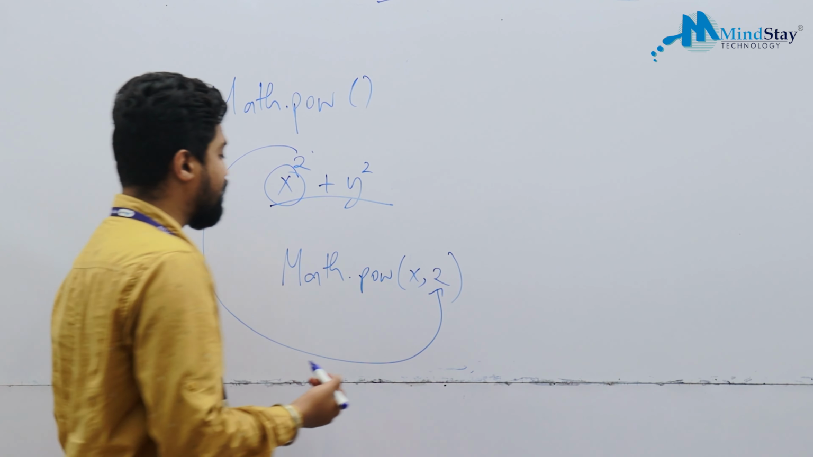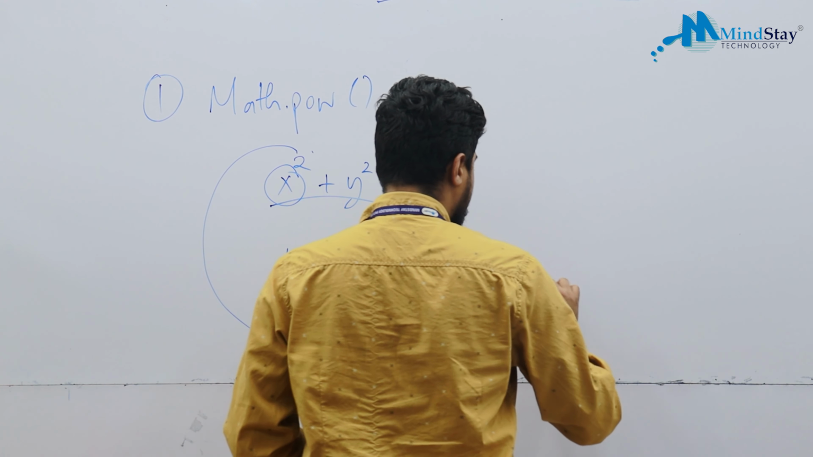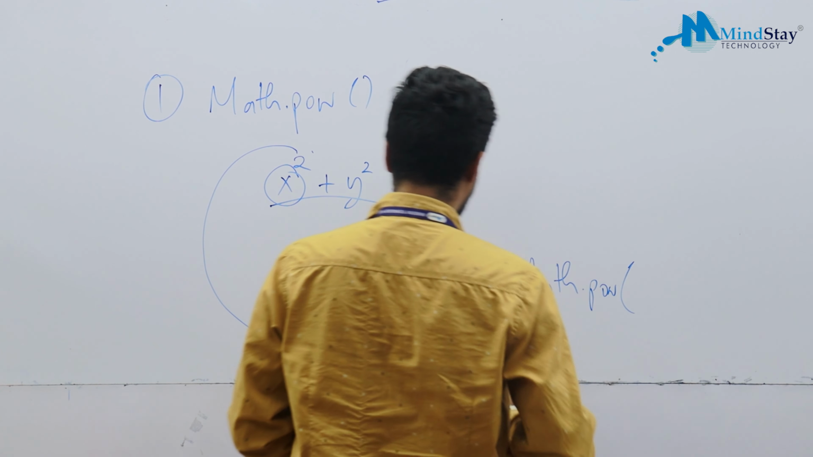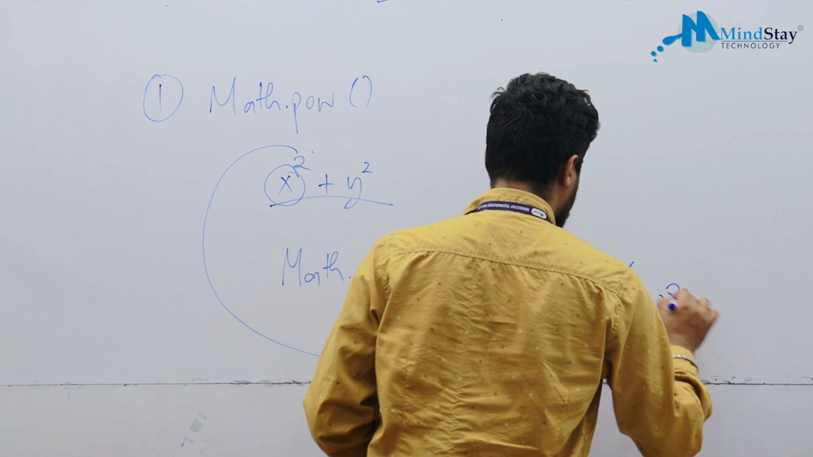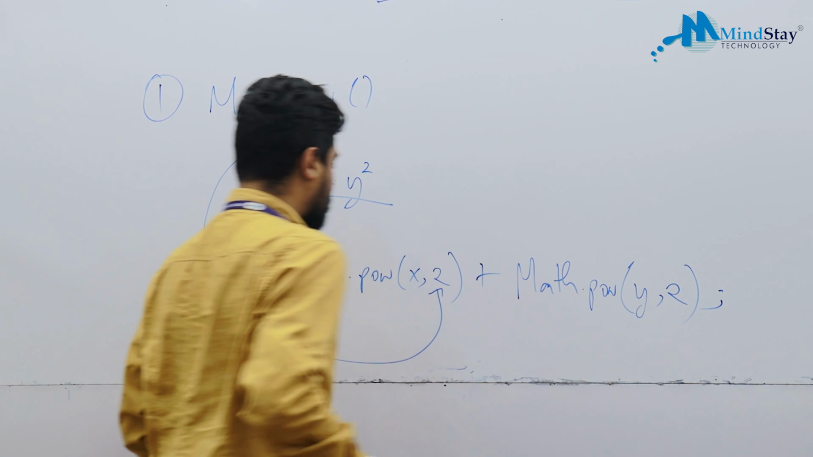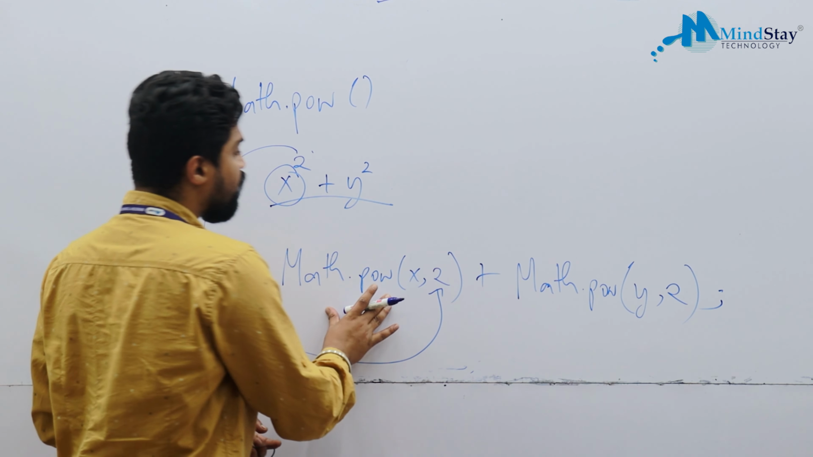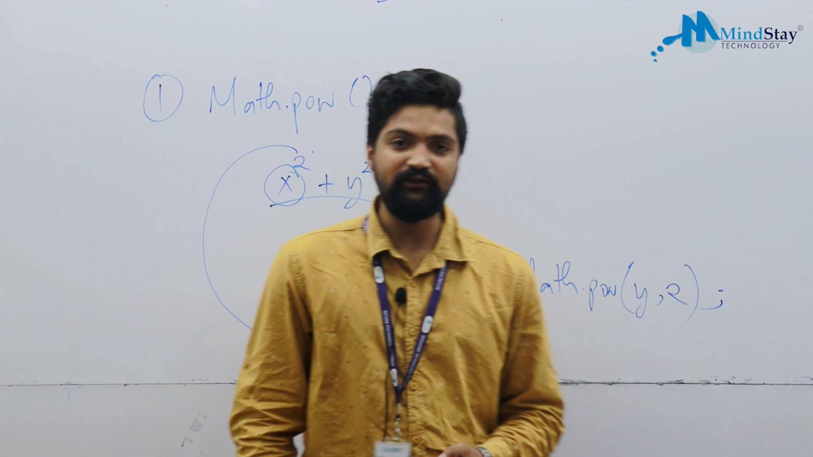Isn't it simple and easier? And you can use the addition sign, and in the second block you can use Math.pow. Now you are going to tell me what it should be. Yes, the left hand side should be y and the right hand side should be 2. Perfect. This is how you can use this Math.pow system defined function.